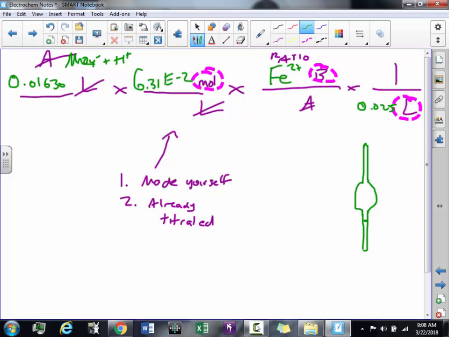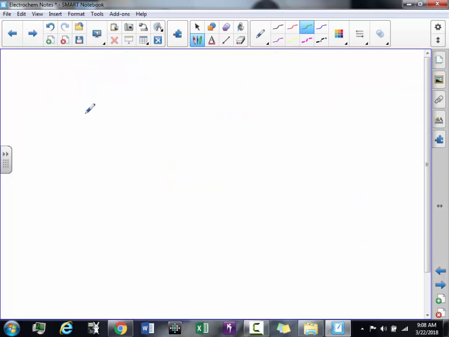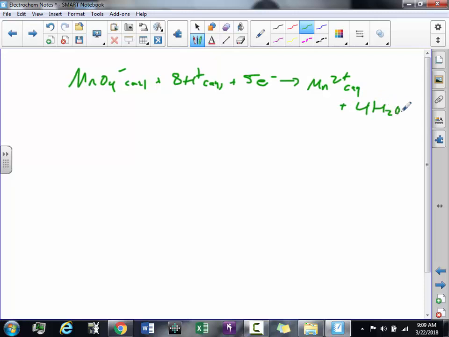Well, here's the steps again. Write out one equation going forward. So I'm going to write out the MnO4 minus plus 8 H pluses plus, this one's odd, it's 5 electrons. That's going to turn into Mn2 plus and 4 waters. That is our reduction equation.